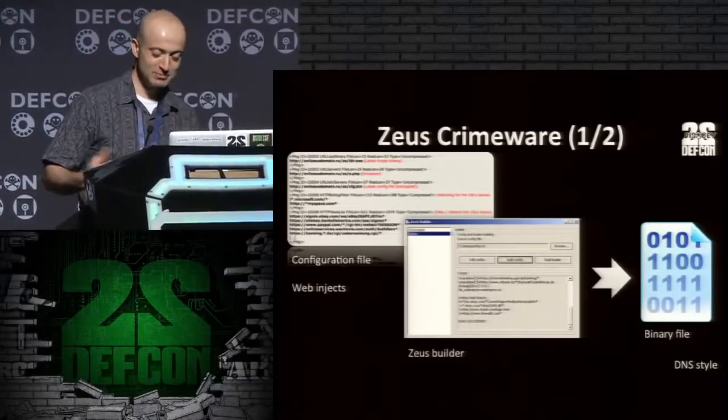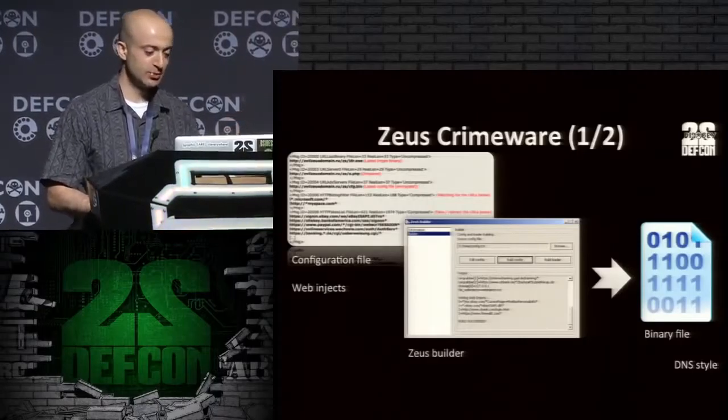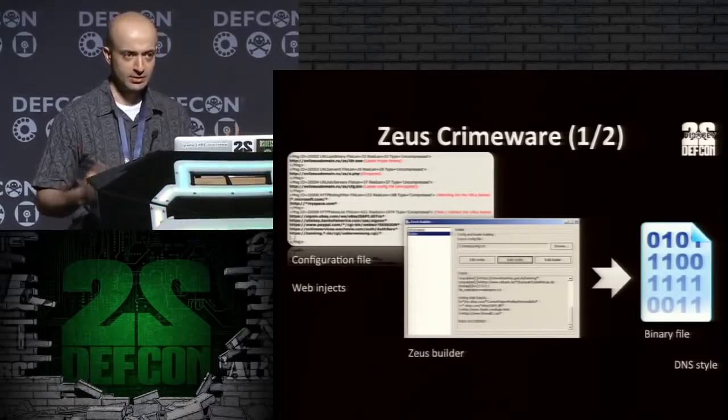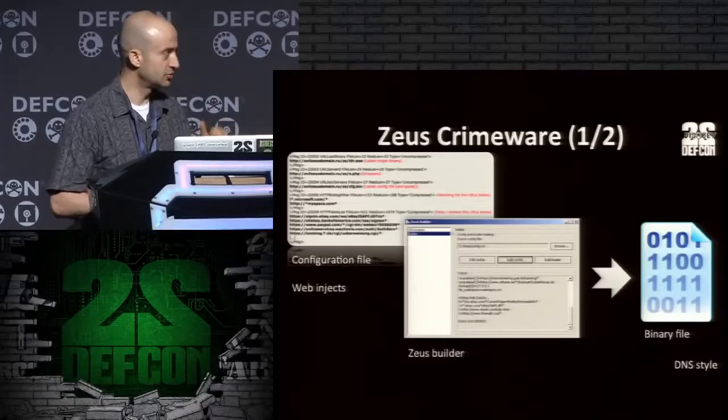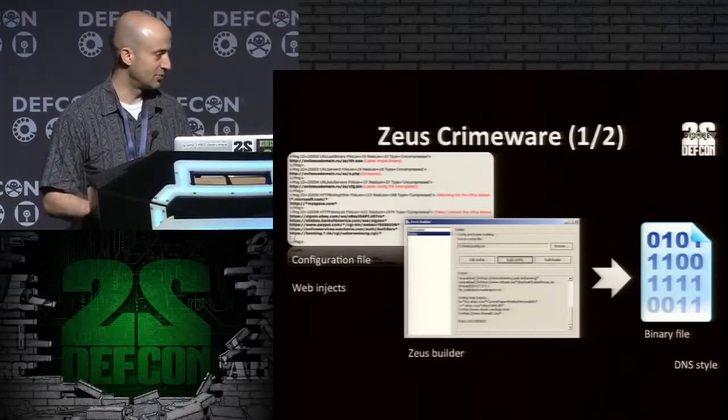So Zeus is one of the most advanced crimeware toolkits around there. You feed it with an input, which is usually a configuration file, and web injects. And the configuration file would have the config URLs, binary URLs, and drop zone URLs. And then you give that to the builder, and it will spit out the binary file.